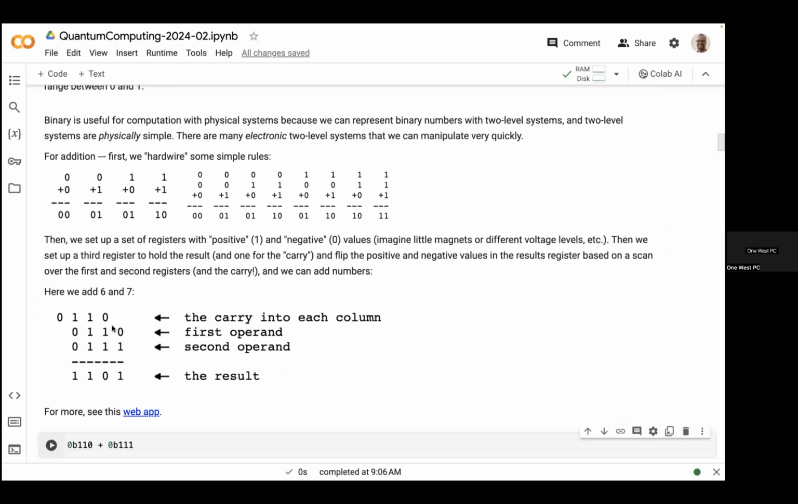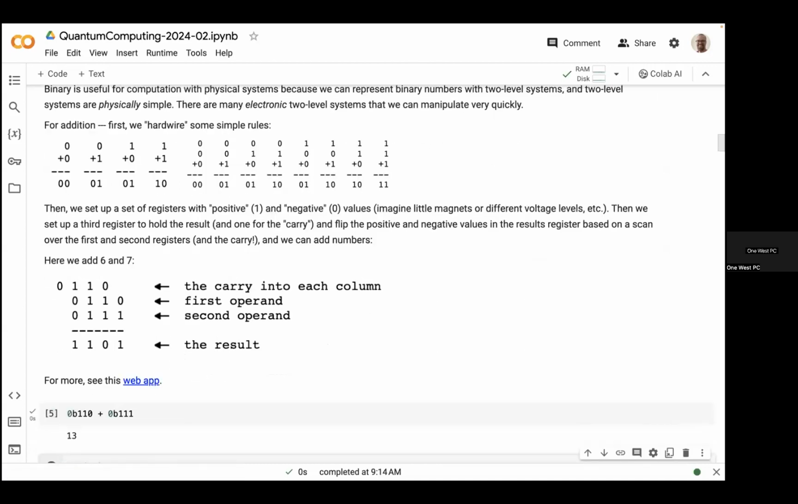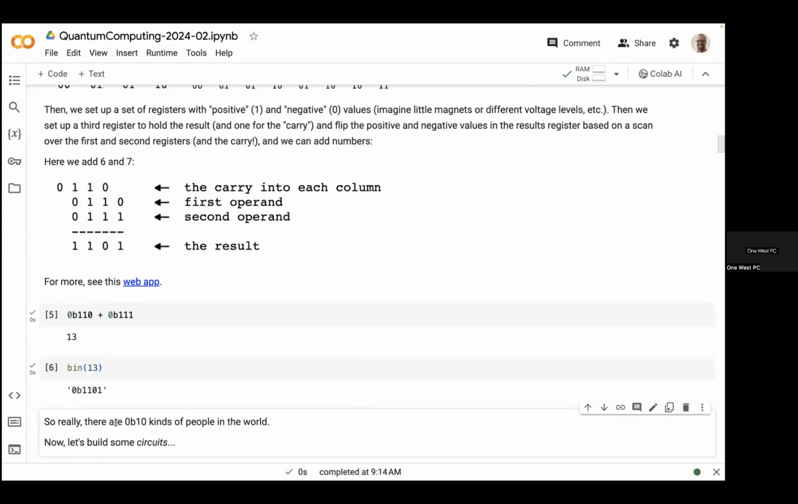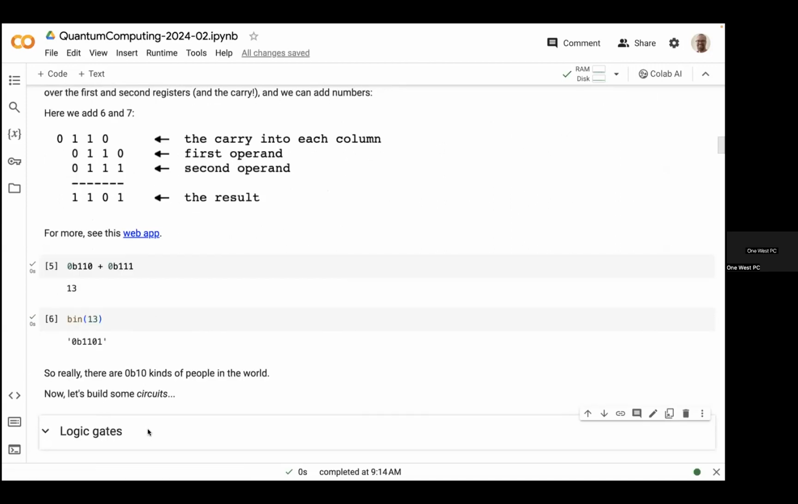And then we can check our result. Is 0b110 plus 0b111 13? It is. Python says it's 13. But that's expressing the answer in base 10. If I ask for that in binary, I can say, okay, give me the binary representation. It is indeed 0b1101. So the joke that we had above is that there's really 0b10 kinds of people in the world. But of course, if you put the 0b in front, then you know it's not funny anymore.